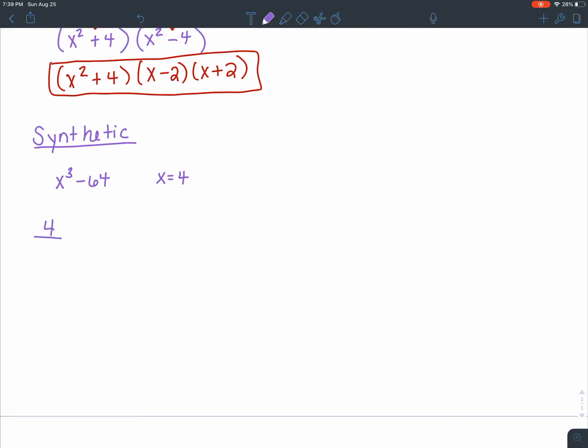Okay, if it's not, then this is not a synthetic number. Okay, so it goes in the box here. Now what we need to do is put all of our coefficients. Well, you notice that there's not an x squared and there's not a linear term, an x. So I'm going to have to put placeholders. X cubed is 1. Since there's not an x squared, I'm going to put 0. Since there's not an x, I'm going to put 0. And then I have negative 64.